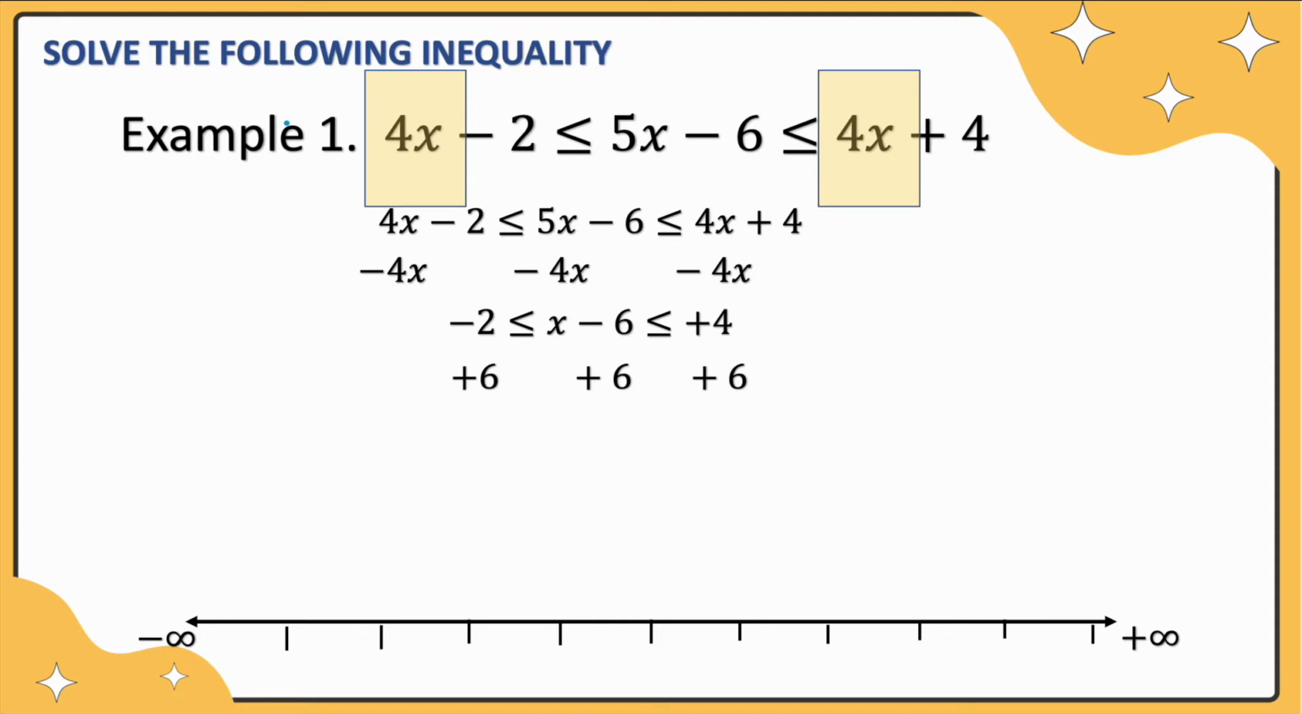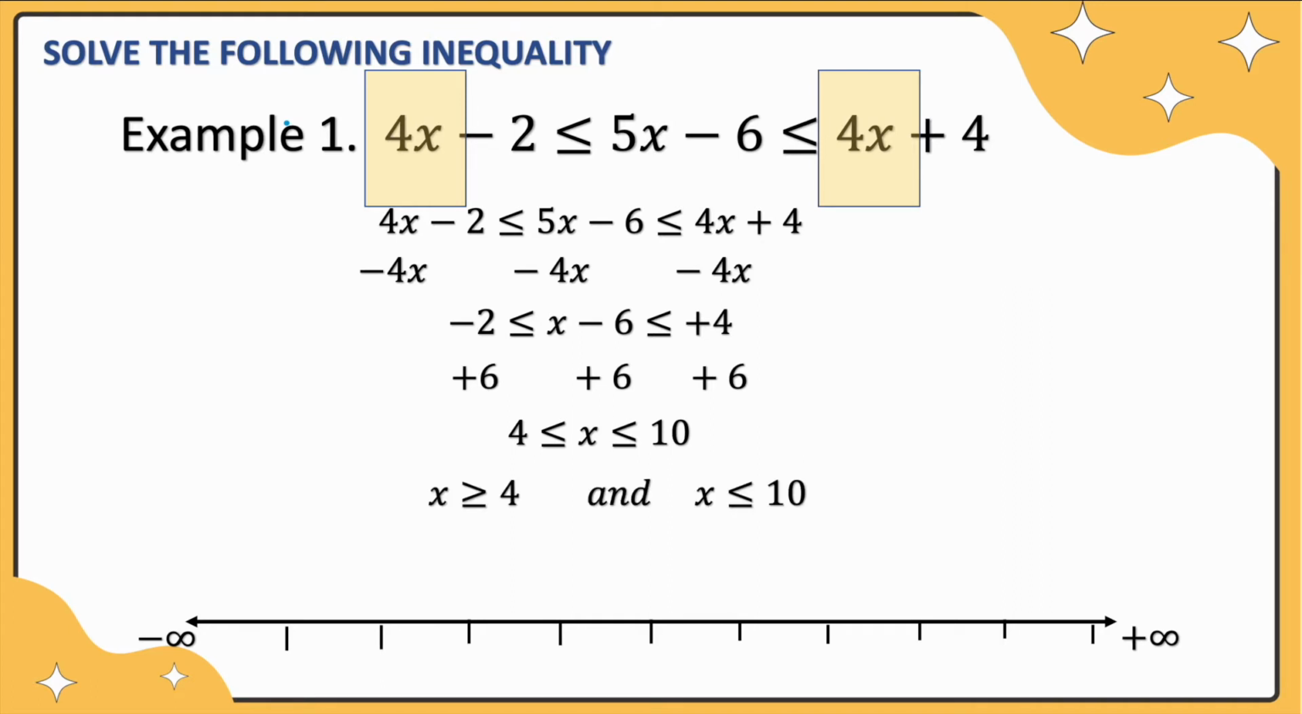Now to isolate this x, we have to eliminate negative 6. In order to eliminate negative 6, we add positive 6 to every part of this inequality. And we get 4 less than or equal to x less than or equal to 10. So we have already isolated x in this inequality. So what does that mean? It means if we use any value between 4 and 10, it is going to satisfy our inequality.